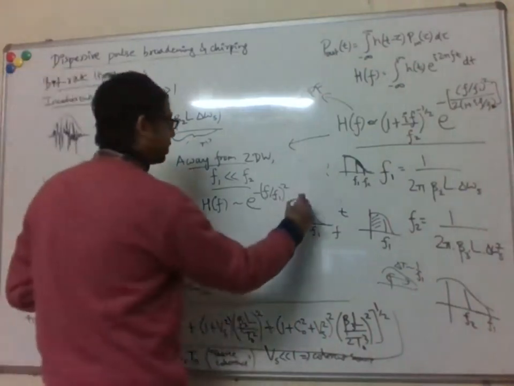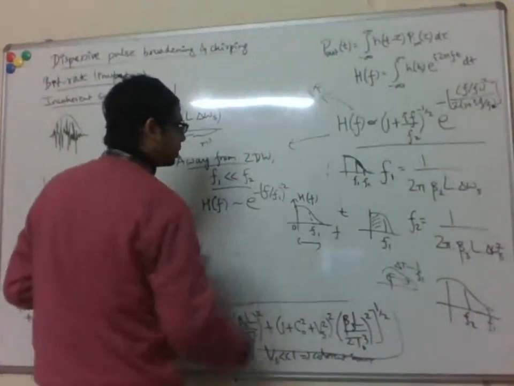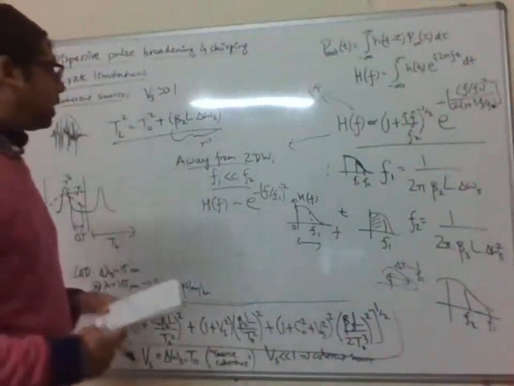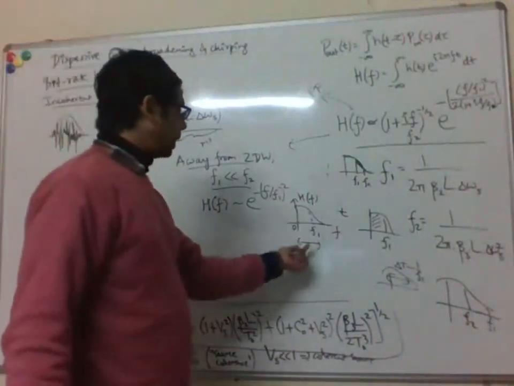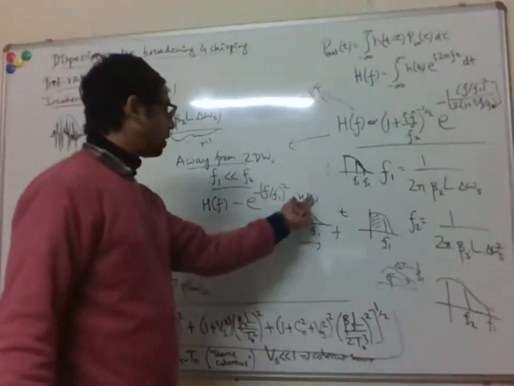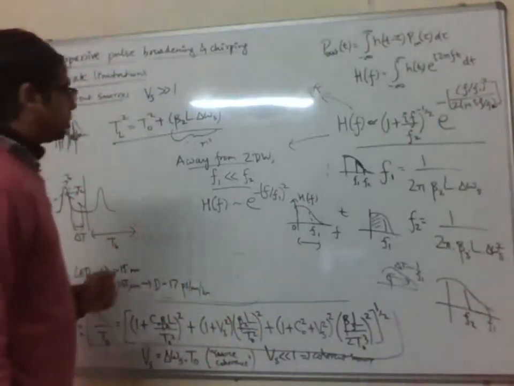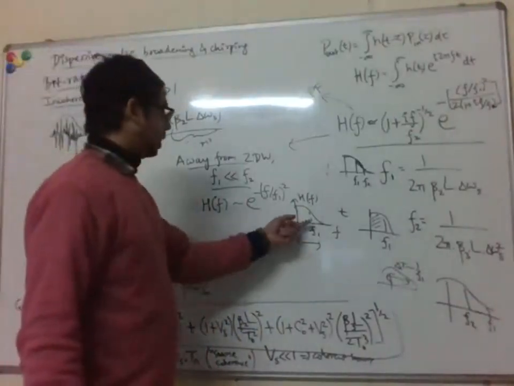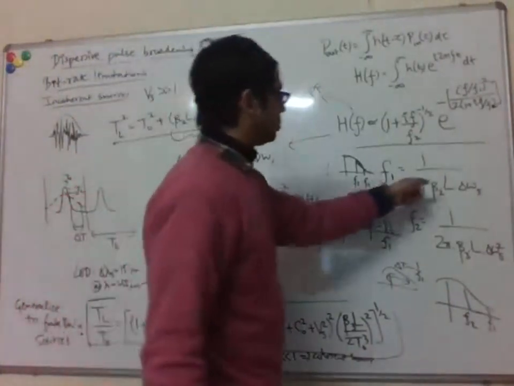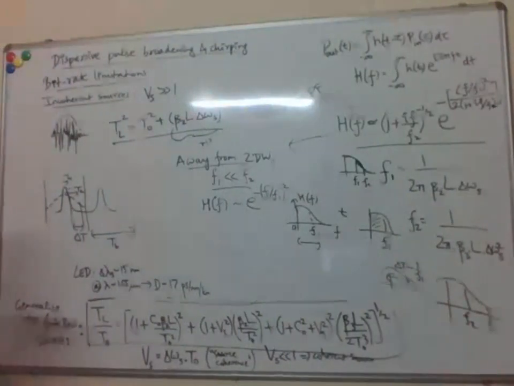So for example, if you consider the fiber like this, then you can define a fiber bandwidth. It tells me what is the data rate allowed by this fiber, what is the channel bandwidth. And you can see that again it will be F1, which is given by the beta 2.